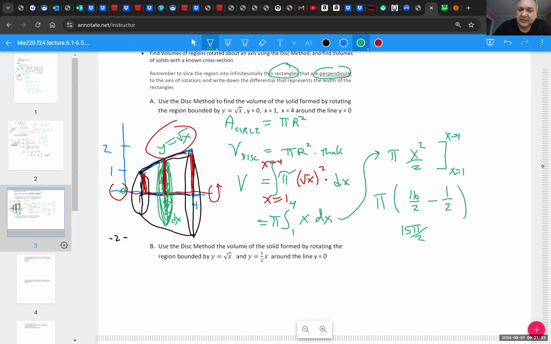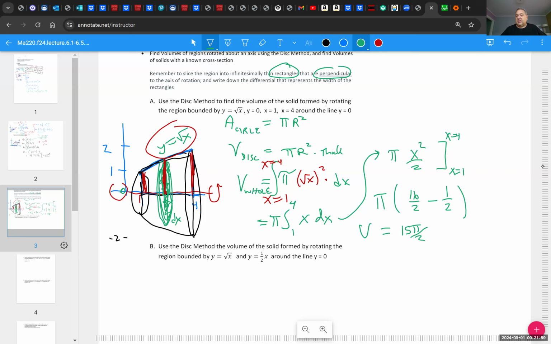The volume of the disk was pi r squared times the thickness. The volume of the whole thing was the integral, right? When we integrate, we're adding all the possible disks together, and that will give us the total volume. So the total volume is 15 pi over 2, whatever the units are, some cubic units, depending on what x and y are measured in. All right, so that's the disk method, at least for this basic problem where I had this simple region.